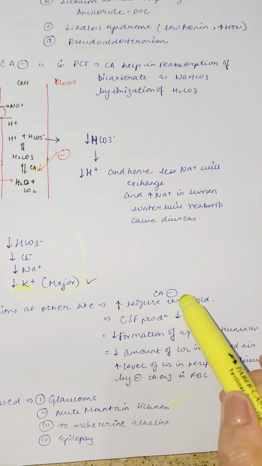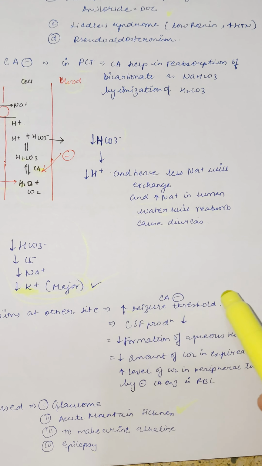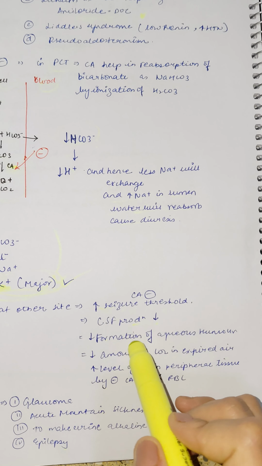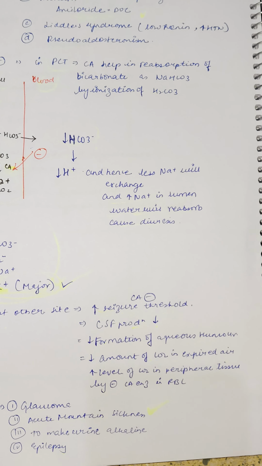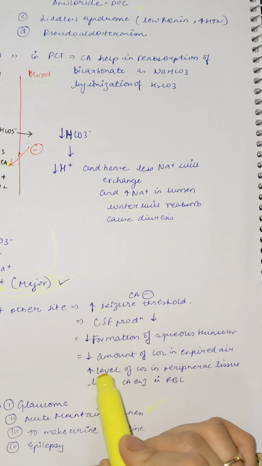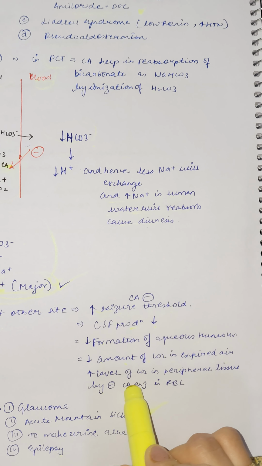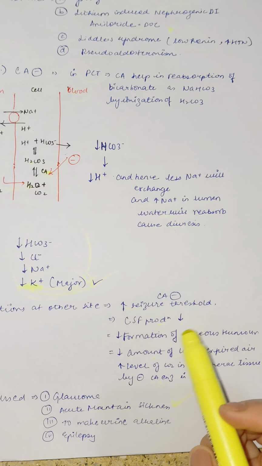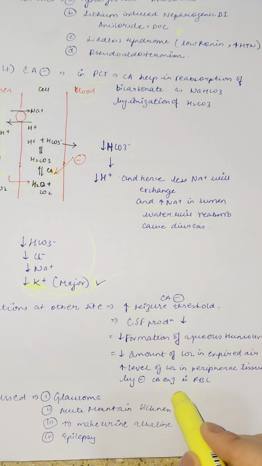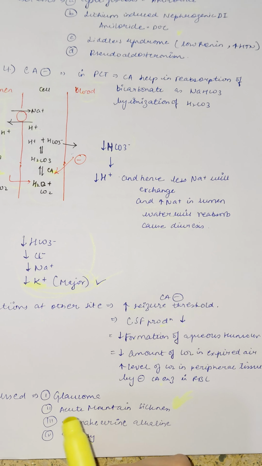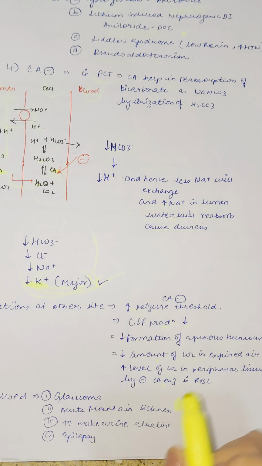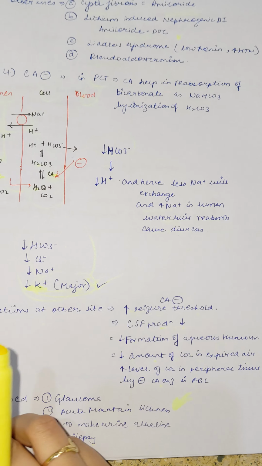Actions: it increases the seizure threshold, that's why it is used in cases of epilepsy. It decreases CSF production. It decreases the formation of aqueous humor, hence we can use this in cases of glaucoma. It decreases the amount of CO2 in expired air and increases the level of CO2 in peripheral tissue by inhibiting the carbonic anhydrase enzyme in RBC. It is used in glaucoma, as we have discussed earlier. In acute mountain sickness, we can use this drug. To make the urine alkaline, we can also use this drug, and also in cases of epilepsy because it increases the seizure threshold.